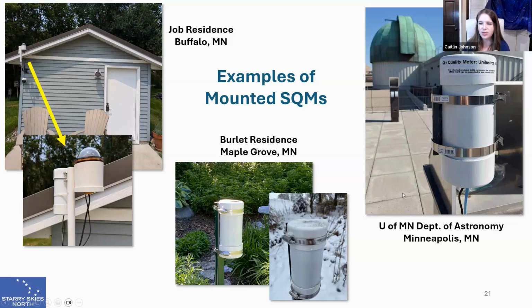And third here, this is the University of Minnesota Astronomy Department, which is in downtown Minneapolis, the most light polluted skies in the state. Of course, I should mention that Maple Grove is suburbs of Minneapolis, and Buffalo is also suburbs a bit farther out. But you see here, this one, they actually decided to purchase an Ethernet connected one, so it does not log the data on the device. It logs the data to a computer inside, and it's connected via Ethernet.